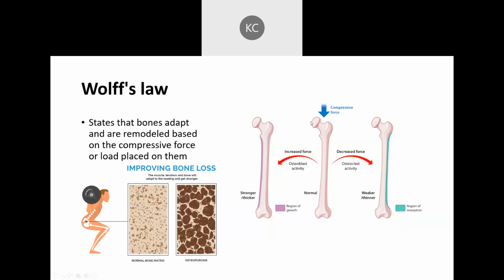You can see here in the middle, this is normal bone, not a whole lot of activity, but not no activity, so just normal. As we place compressive force, if we have more force, we have an increase in osteoblast activity, and we add this region of bone. This purple here is a region of growth; this is what we've added to the bone. So the bone has become thicker, and by virtue of becoming thicker, the bone has become stronger.